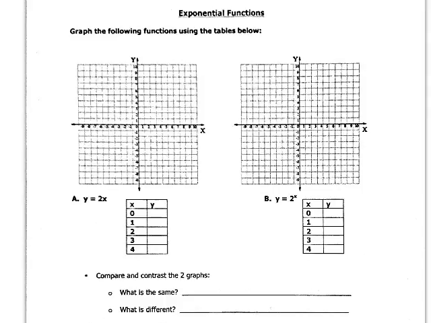So what you need to do on A and B both is first fill in the table of data using your function, and then plot your ordered pairs and see what the graph looks like, okay? I'll give you guys about 5 minutes to do that for parts A and B both. Go ahead.